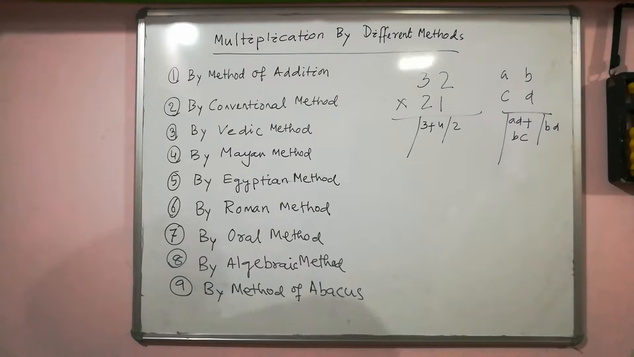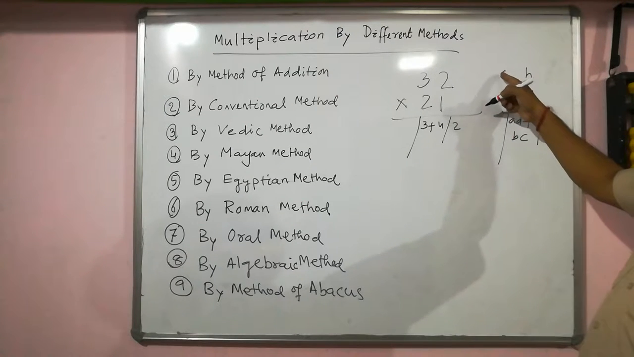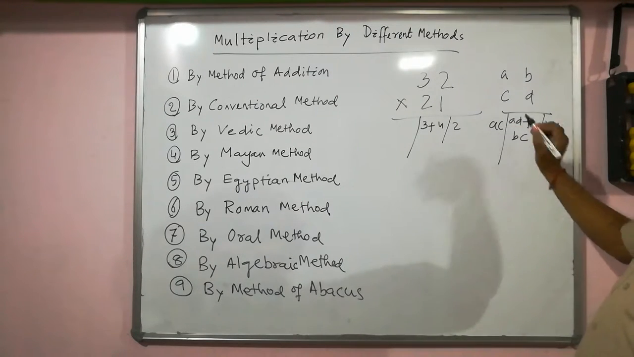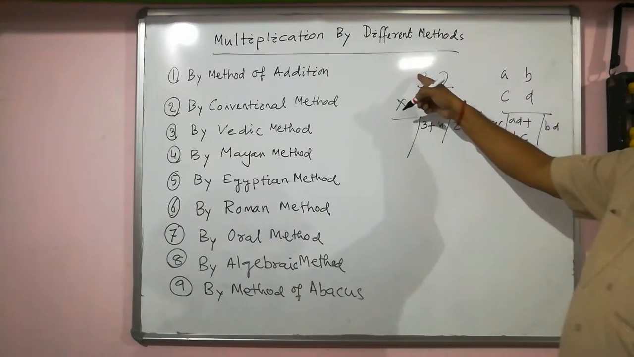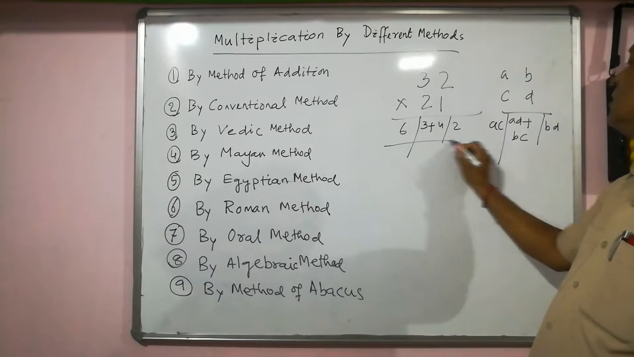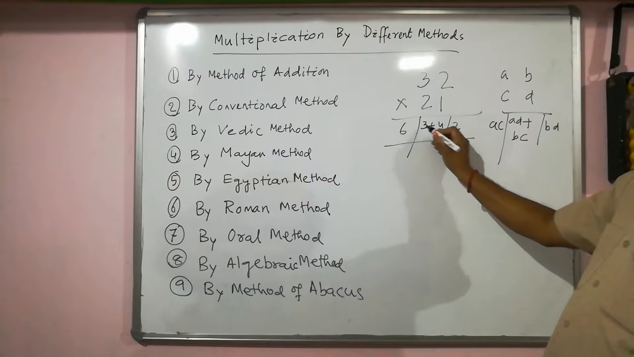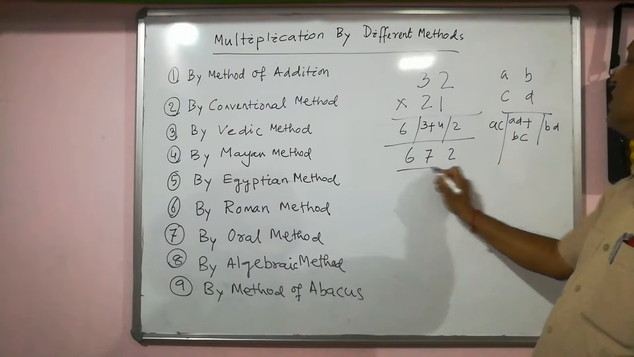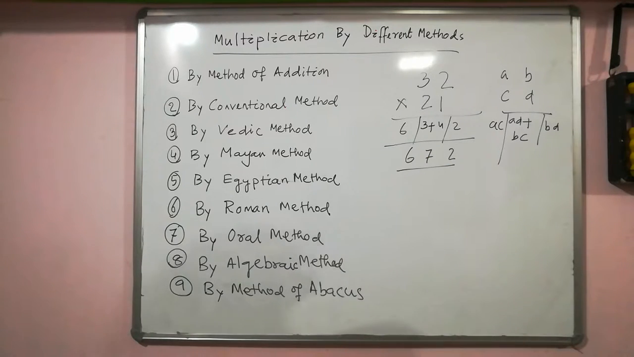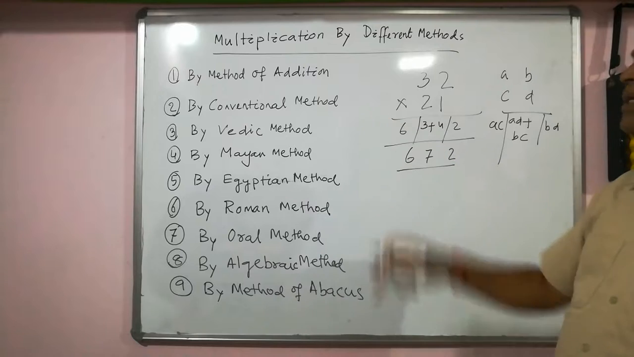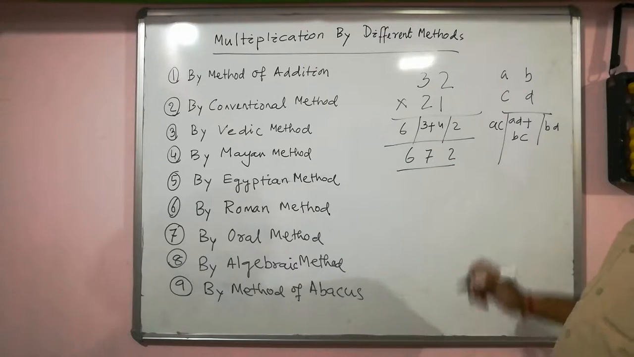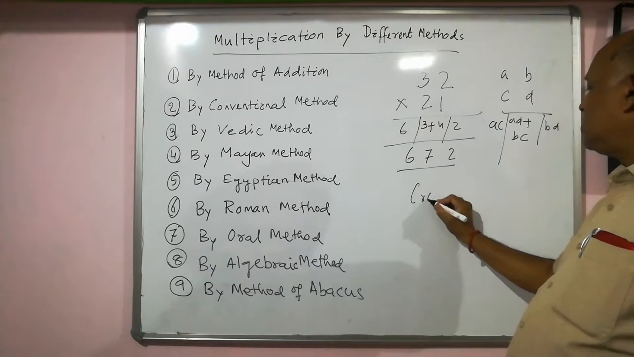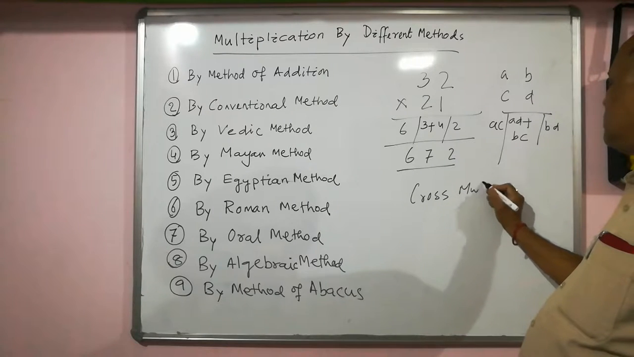Then next, what do you do here? The next step is A into C, AC. What we do is 3 into 2, it is 6. So this is 2, this is 4 plus 3 which is 7, and this is 6. So I am sorry, 6, 7, 2. This is the Urdhva Tiryak method, or cross multiplication method, in Vedic mathematics. For any numbers, this is the cross multiplication method.